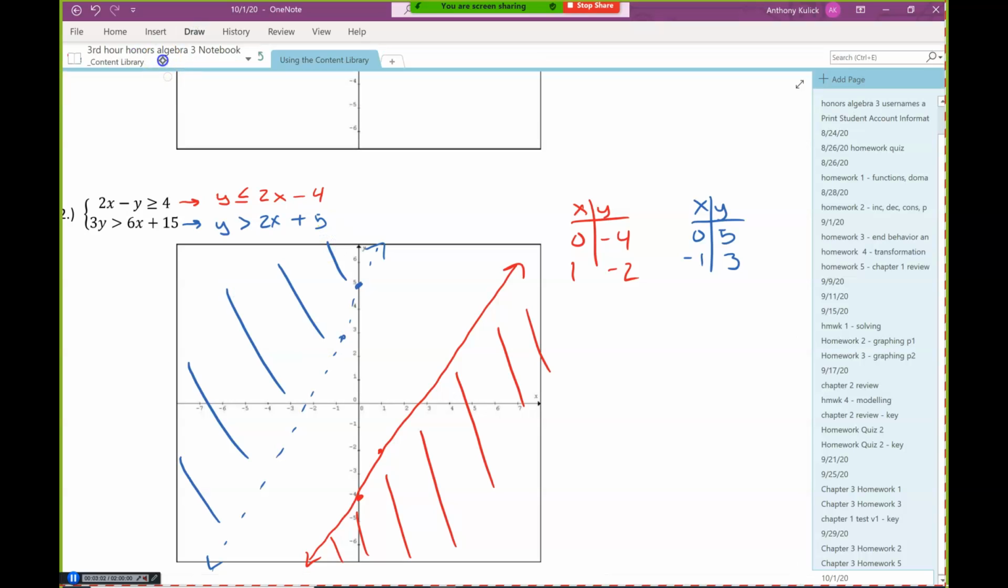And what do we notice here? There's no overlap, right? So these two lines aren't going to intersect, and because one is shaded above and the other is shaded below, there's no overlap even to the shadings, right? So what will we say here? No solution.